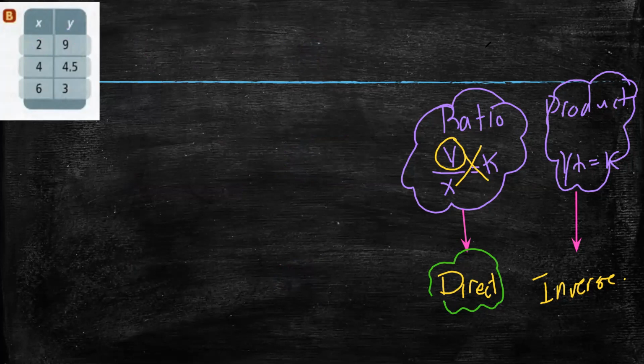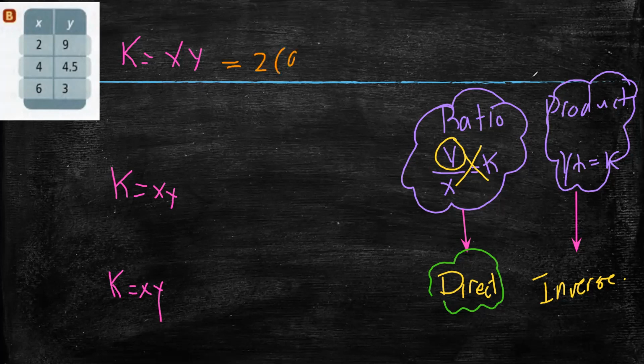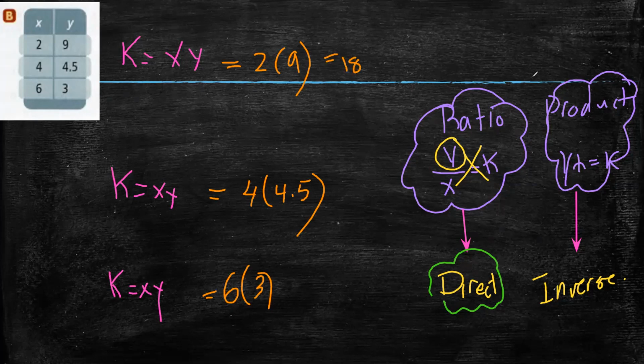How to check if it is inverse or not? By multiplying x times y. So let's multiply now x times y: 2 times 9, 4 times 4.5, and 6 times 3. 2 times 9 is 18. 4 times 4.5 is 18. And 6 times 3 is 18.